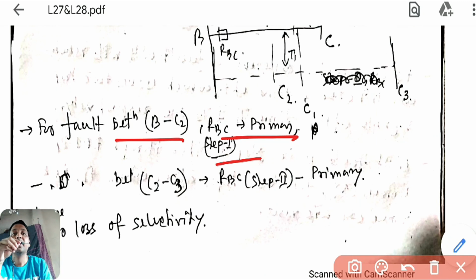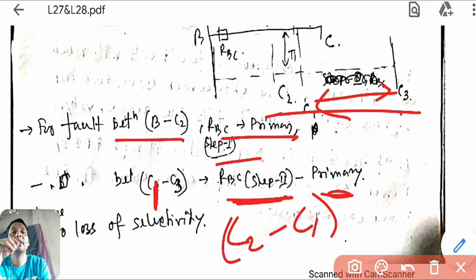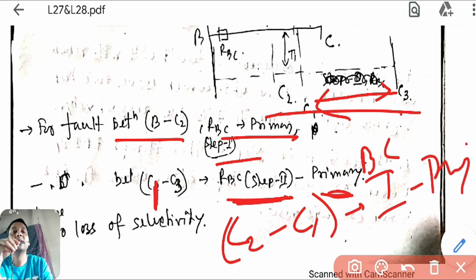So it is written there: a fault between BC2, you can see, RBC will be your primary, that is step 1. Now if there is any fault between C2 and C3, anywhere here, it should be C1 to C3, then step 2. It is C1 to C3. Between C2 to C1, what will happen? C2 to C1 is not written. C2 to C1, step 1 will be your primary. Step 1 of which relay? Step 1 of BC relay will be primary. If it fails, then step 2 of BC relay will be backup.